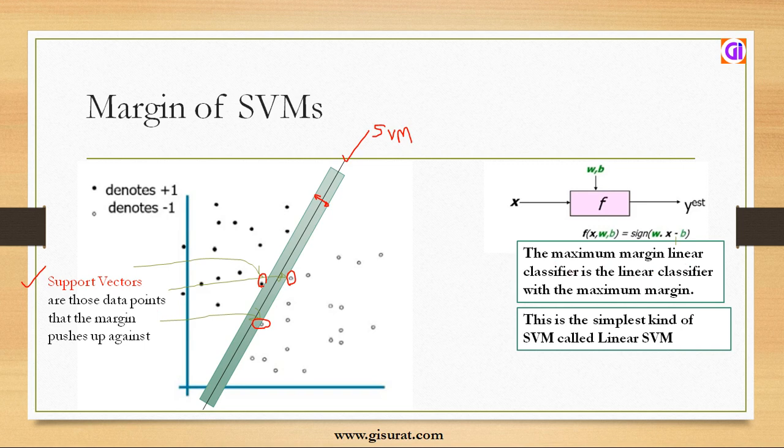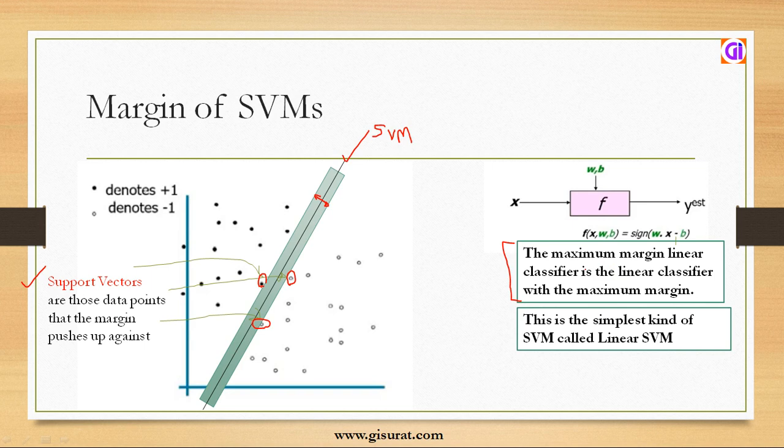One more thing, SVM is also known as maximum margin linear classifier. Okay, and what is the meaning of maximum margin linear classifier? It's a linear classifier with the maximum margin. In short, you have to choose the SVM with the max margin, so that it is known as maximum margin linear classifier.